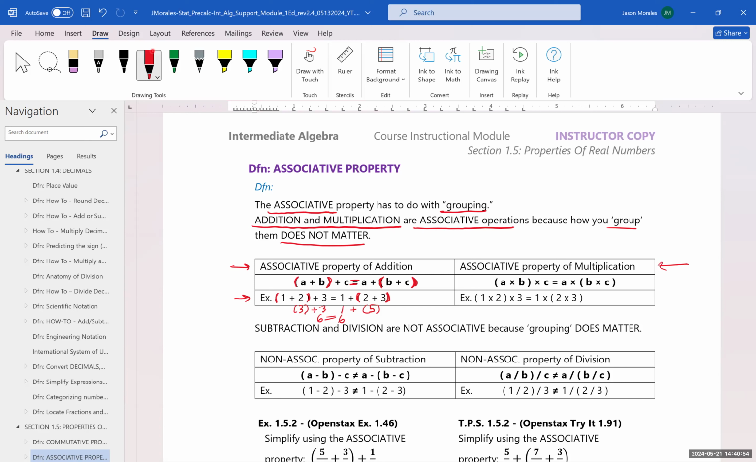The same is true with multiplication. Whether we do A times B first, and then multiply times C, is the same as multiplying B times C first, and then multiplying by A. And so when we look at this example, 1 times 2 is 2, and 2 times 3 is 6. On the right-hand side, 2 times 3 is 6, and 1 times 6 is 6. So you get the same answer.